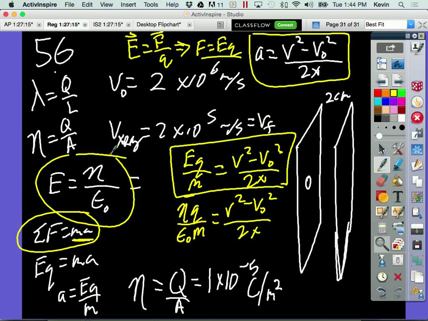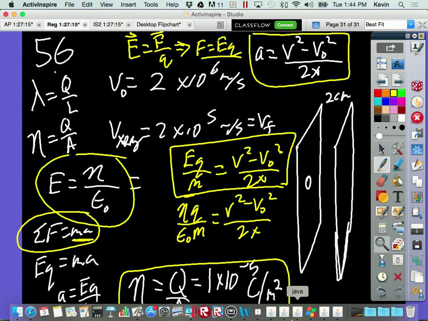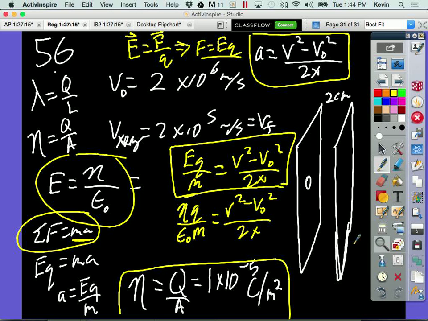What's the 1 times 10 to the negative 4.4? Oh, because that's the second half of this problem. They said, I think part B or something, if you had this much charge density, what would happen? So I'm just going to stick that back in where sigma is, and then I can solve for sigma. I can solve for a different v final.